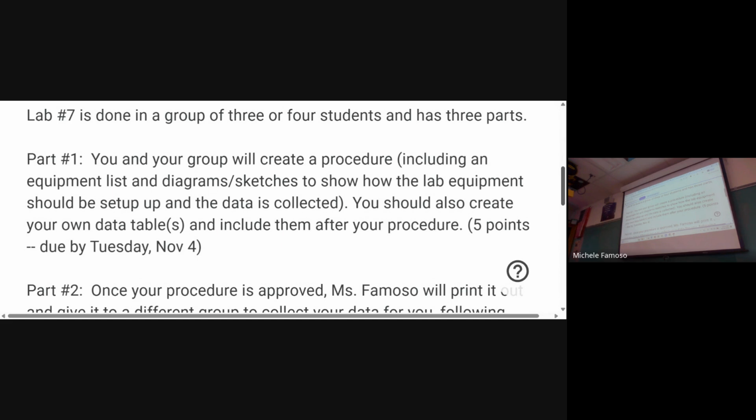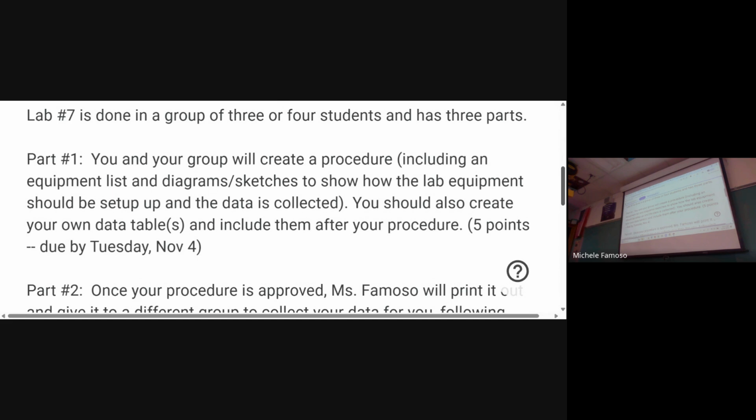After that, if it's not done, then obviously you and your group are going to have to work outside of class to get it done and turned in before period 4 on Tuesday. That way I have Tuesday and Wednesday to review your procedures and get them back to you. On Thursday, that's the day you're going to be collecting the data for another group. Any questions for me?